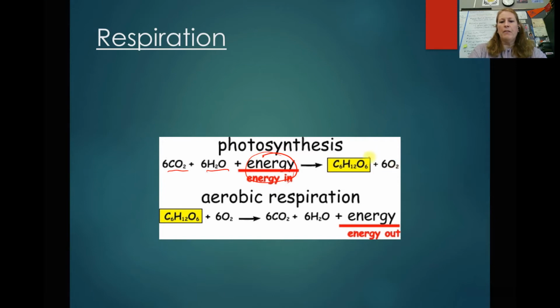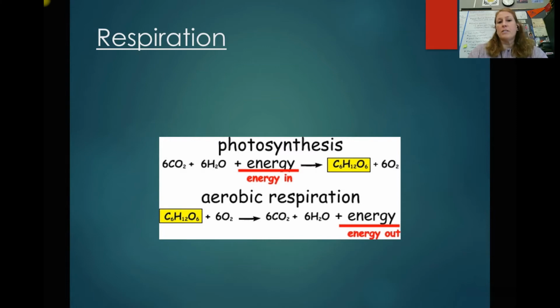And then when we compare that to the cellular respiration, we see that the products of one become the reactants of the other, and vice versa. The products of respiration become the reactants of photosynthesis. So that's why it's a continuous cycle. And so photosynthesis would be found in plants, and aerobic respiration is found in all living organisms, such as ourselves.